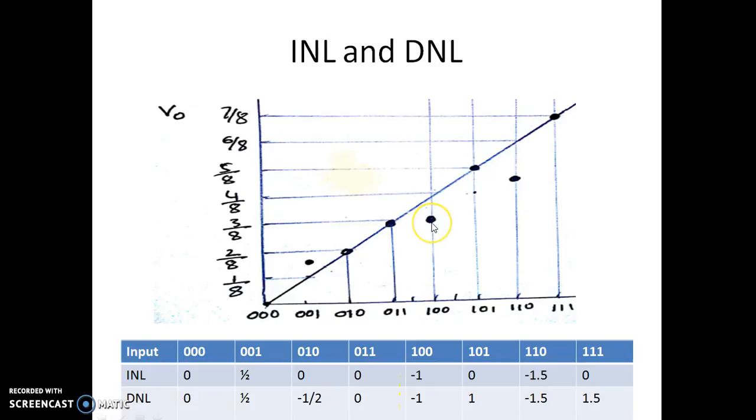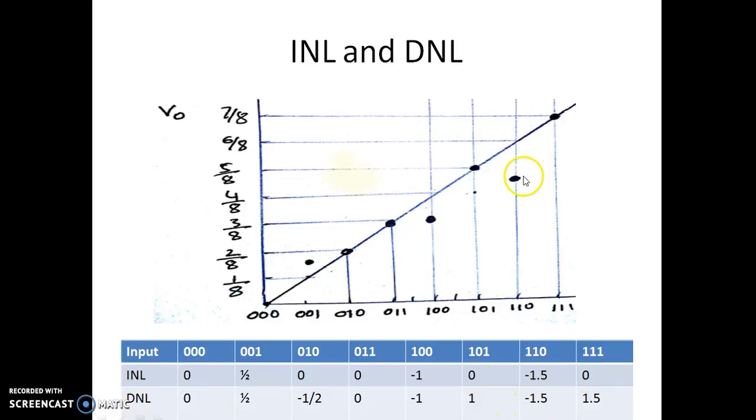So with this as the previous output, if there is 1 bit increment in the input voltage, the output would have been over here. But the output is 1 LSB up. So this is the previous output. The next output would have been here, but since it is over here, the DNL is plus 1 LSB. So for 101, it is plus 1 LSB. And with this as the reference, the output would have been here, but it is less than the desired output by 1.5 LSB. So that's why it is minus 1.5.